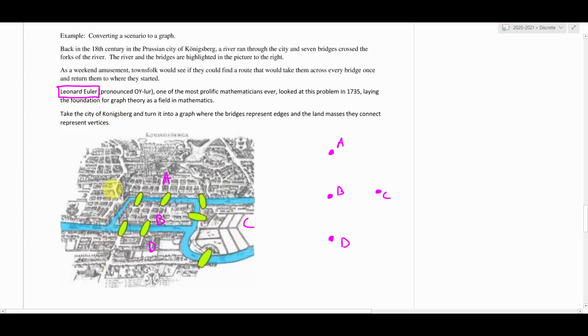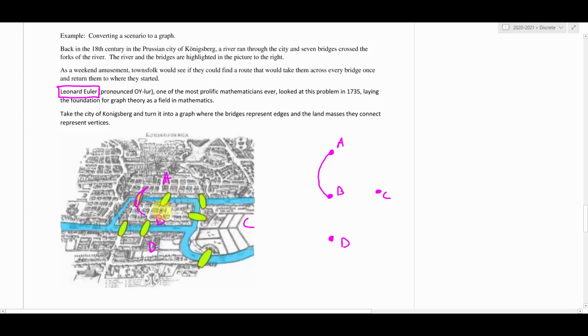Right. So there's our different land masses. You'll see that B and A are connected here by this bridge, right? So Euler came over here to his graph and he drew an edge connecting A and B. Now, the cool thing about graph theory is that these edges don't have to be straight. You can curve them if you want. All they do is represent a connection.